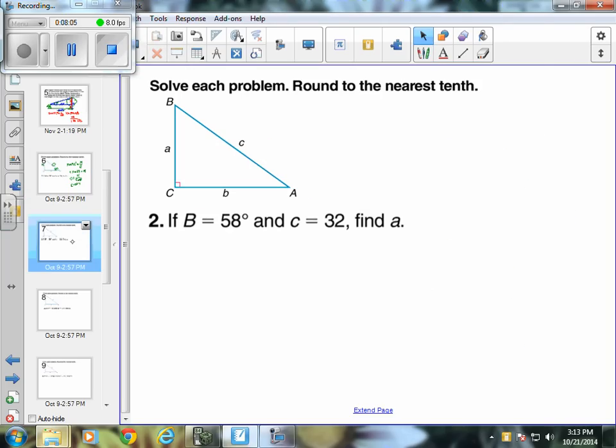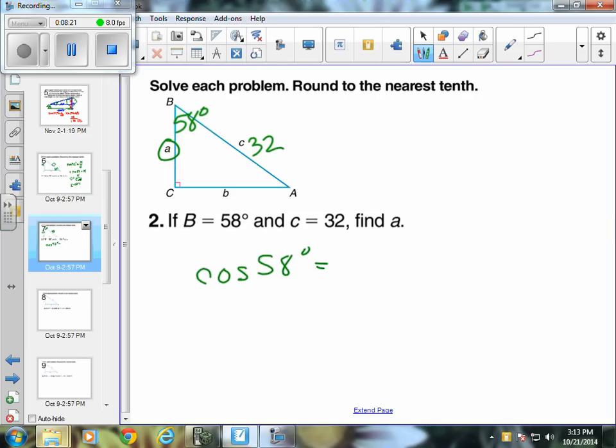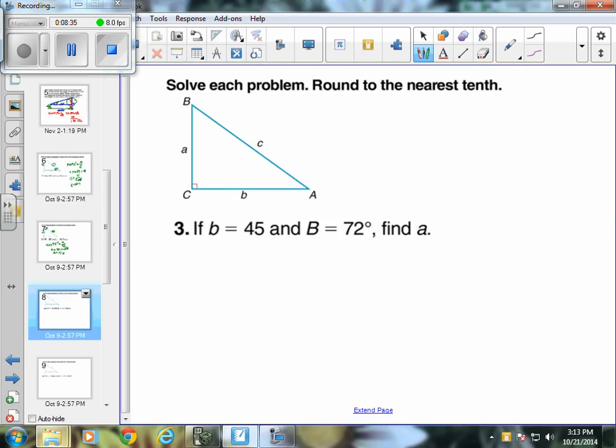So kind of zip through these. Angle B is 58 degrees, and we know C is 32, and we're trying to find little a. So we want adjacent. We know hypotenuse. So that would be cosine. So cosine of 58 degrees would be little a over 32. We can just multiply. So 32 times the cosine of 58, and that would be about 17. So little a would be 17. Remember, you always want to think about what's reasonable. The longest leg should always be your hypotenuse.